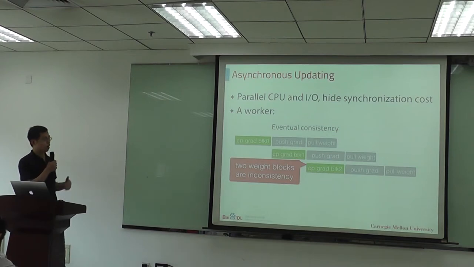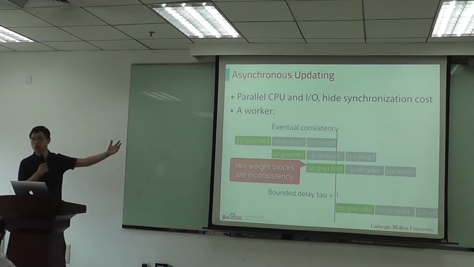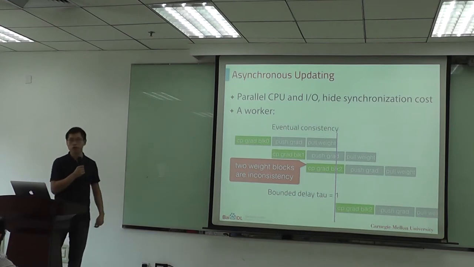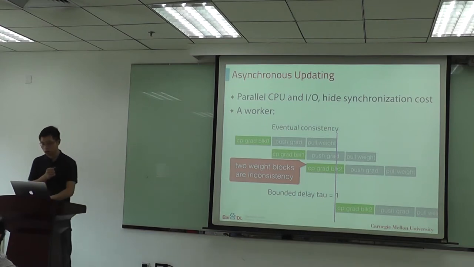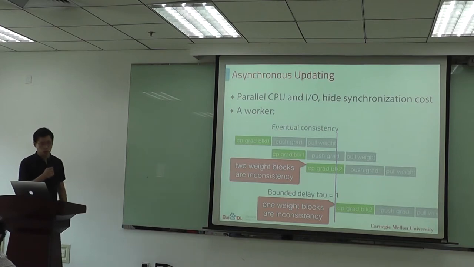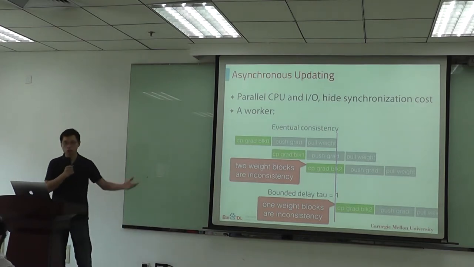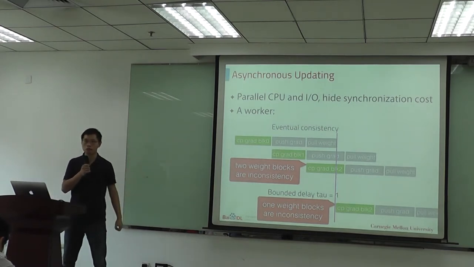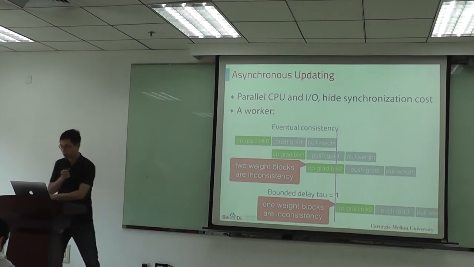If you do not satisfy this, you can add a dependency that says, okay, you need to start block two after block one has been finished. This time, only one weight is not okay. Now this is a trade-off between system performance and data consistency.